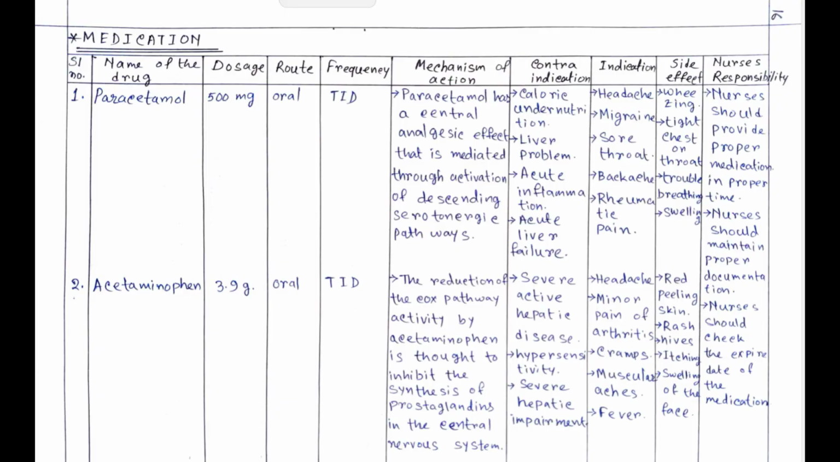Next, medication. First medication is paracetamol, dosage 500 mg, route oral, frequently PID. Mechanism of action: paracetamol has a central analgesic effect that is mediated through activation of serotonergic pathways. Contraindications: undernutrition, liver problem, acute inflammation, acute liver failure.